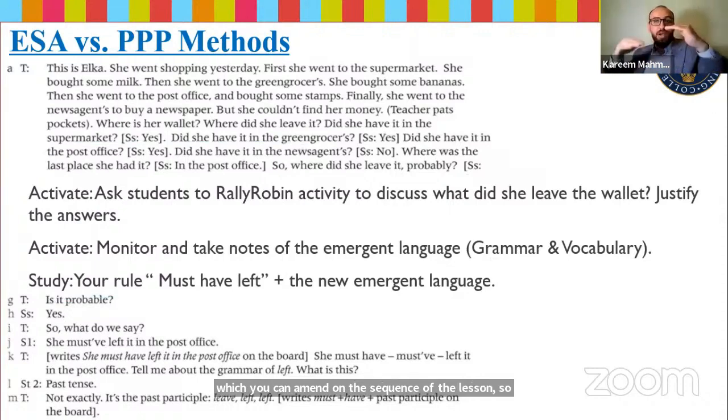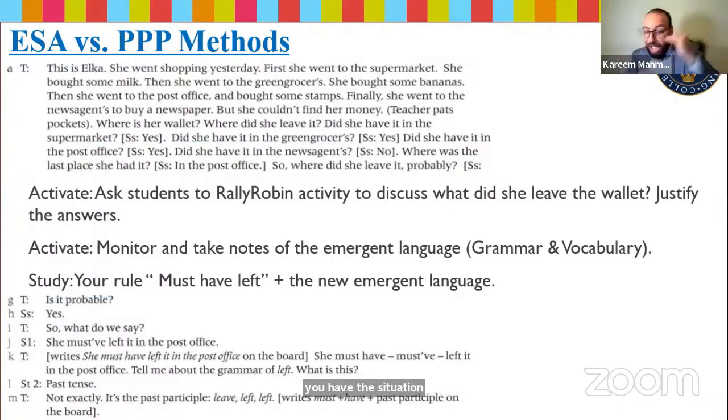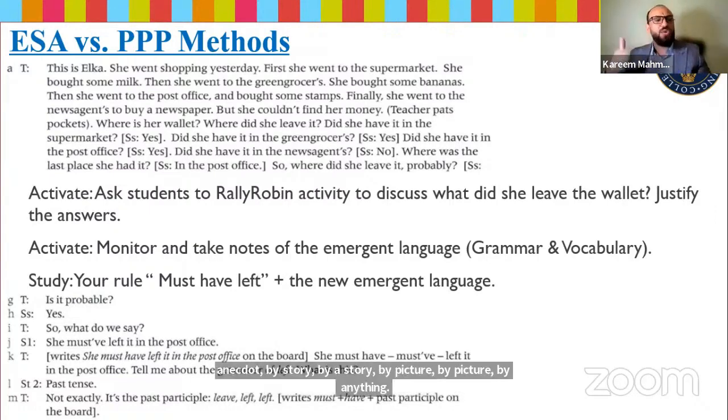After the story ends, this is the engaging stage. Here I lead in, I create the lead-in, I set up the context, either by an anecdote, by a story, by a chain story, by a picture, by anything. Then after that, I activate. What should I do in activate?